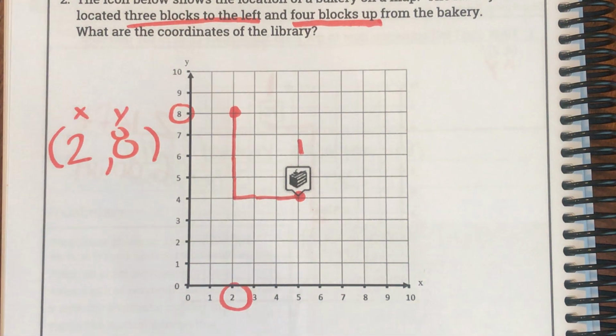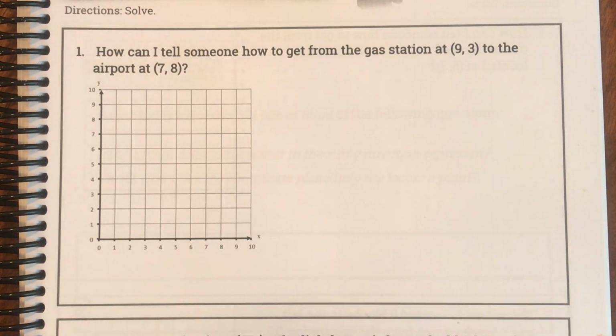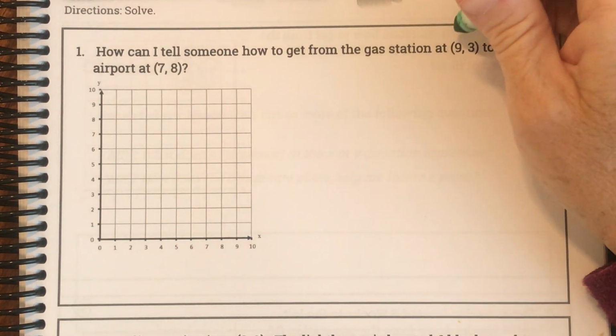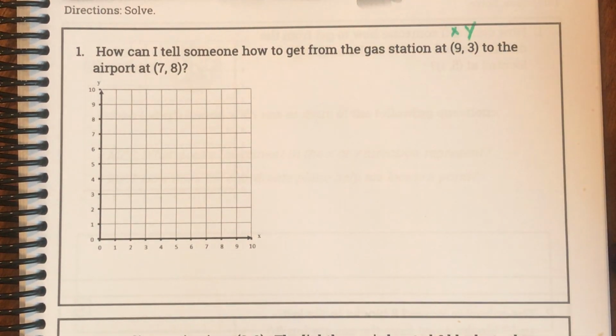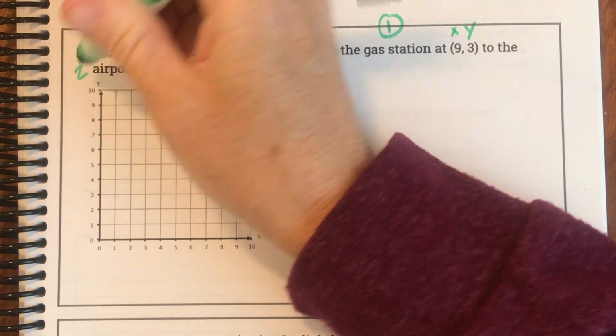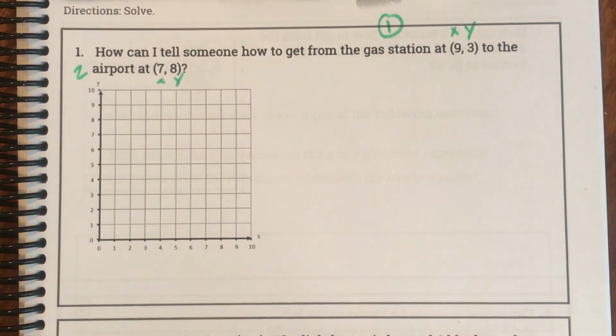Okay, so let's try some of these together. You should be on page 108. Okay, so here our first one. How can I tell someone how to get from the gas station at 9:03 to the airport at 7:08? So notice they didn't plot them for us, so we have to plot them. So we want to get from the gas station, which is going to be our first spot, to the airport, which is going to be our second spot. So we first have to even plot them.